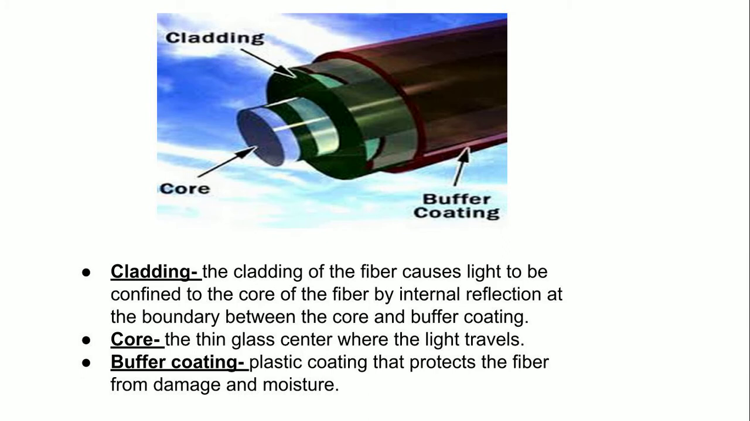Cladding. The cladding of the fiber causes light to be confined to the core of the fiber by internal reflection at the boundary between the core and buffer coating. Core. The thin glass center where the light travels. Buffer coating. Plastic coating that protects the fiber from damage and moisture.